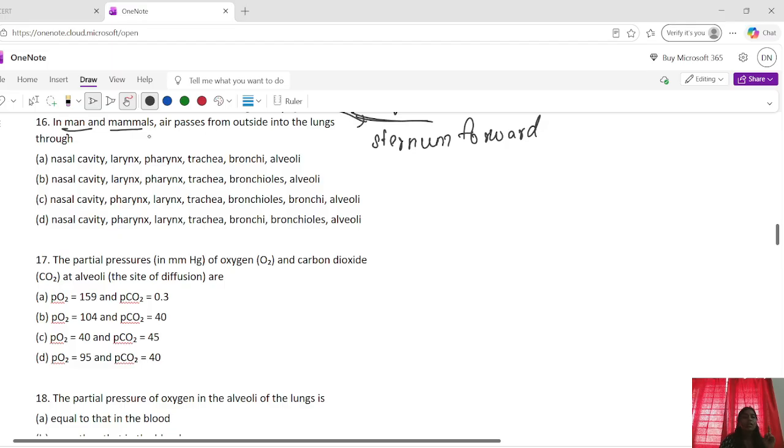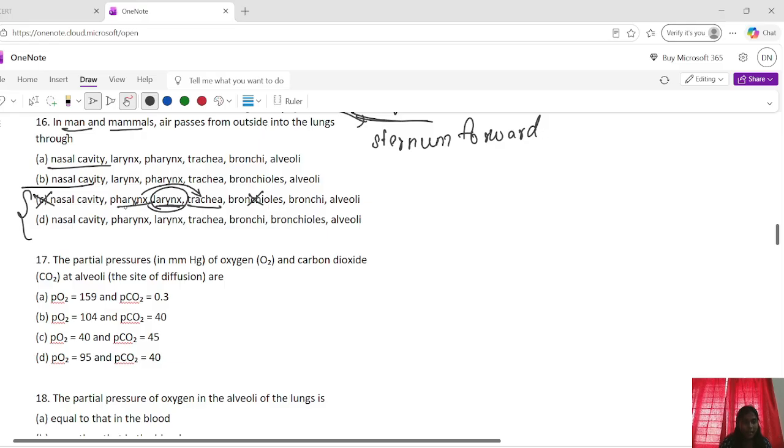Okay, the first thing is nasal cavity, and from nasal cavity it passes to pharynx, not larynx, then to pharynx, and then pharynx to trachea through larynx. So from now on we will be considering these two options. And now let us look at the third option. From pharynx, the air will reach trachea through larynx, and then it will reach bronchi and not bronchioles. So this option is not right.